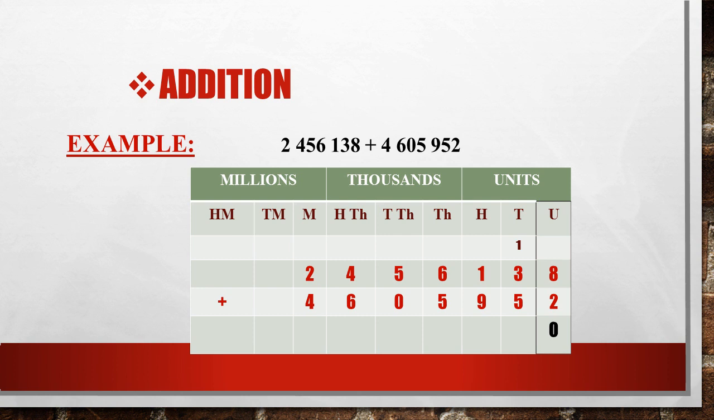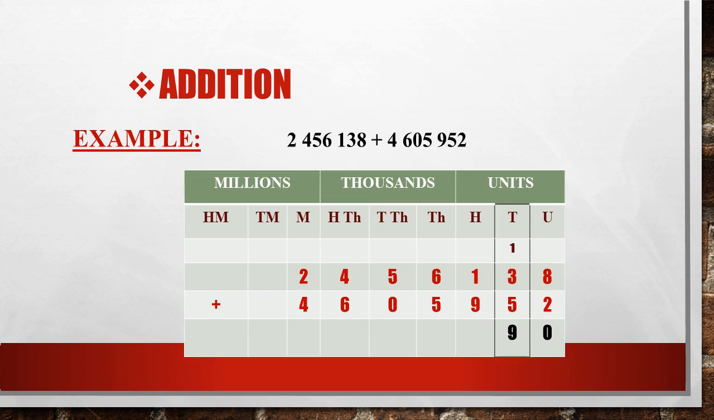Now here we have 8 and 2 in the unit column, so after adding 8 and 2 we will get 10. We will write 0 at unit place and take 1 as carry over to tens. Now we will add the tens column. The digits in the 10 column are 1 and 3 and 5, and after adding 1, 3 and 5 we will get 9. Next we will add the digits in the 100 column.